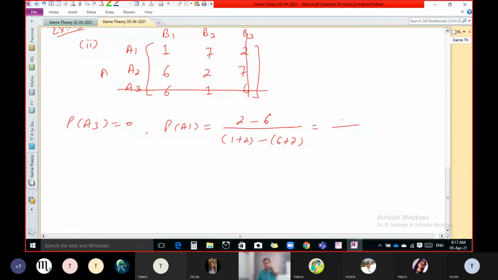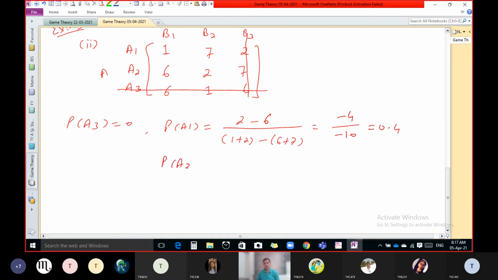So what we get here? Minus 4. And what is total? 2 plus 1, 3. And 6 plus 7, that is 13. So 3 minus 13, what we get? Minus 10. And if we cancel minus sign, we get 4 by 10. That is nothing but 0.4. So 0.4 is probability of A1.